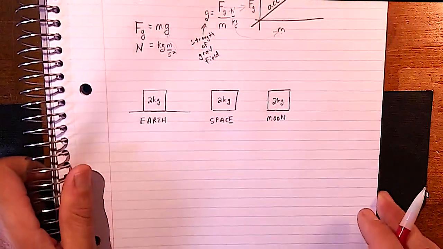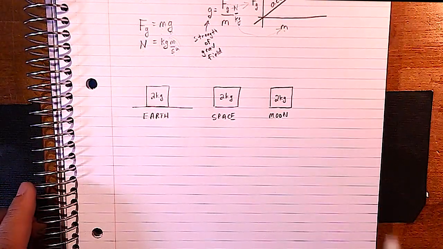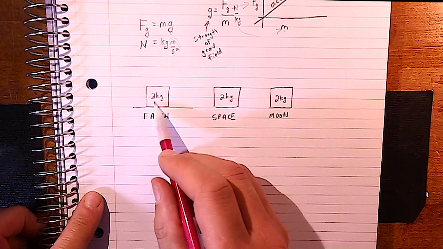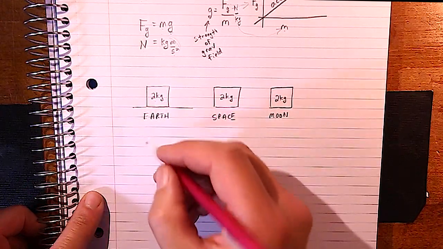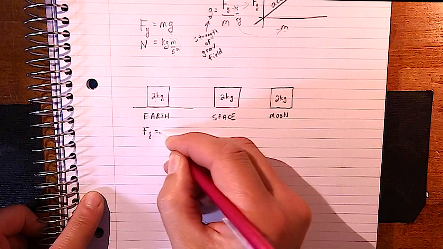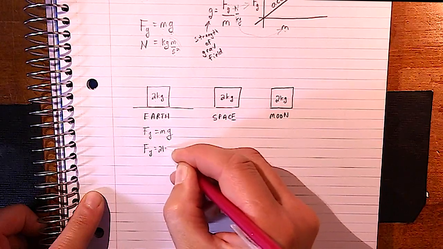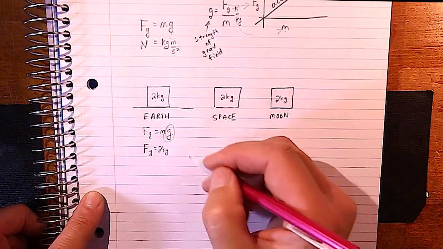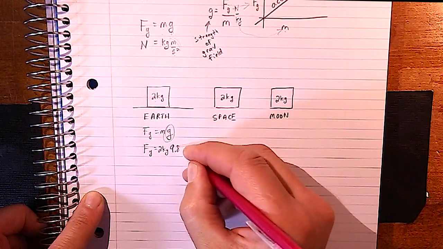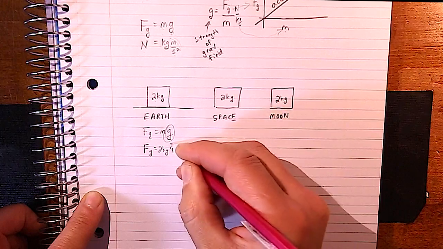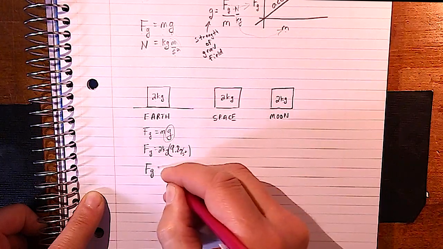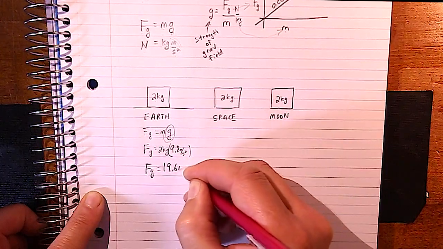So let's just do a couple of quick calculations here. What is the weight of a 2 kilogram object on Earth? Well, we would just do Fg = mg, and we would say 2 kilograms times the strength of the gravitational field on Earth, 9.8 meters per second squared, and that would give us a weight of 19.6 newtons.